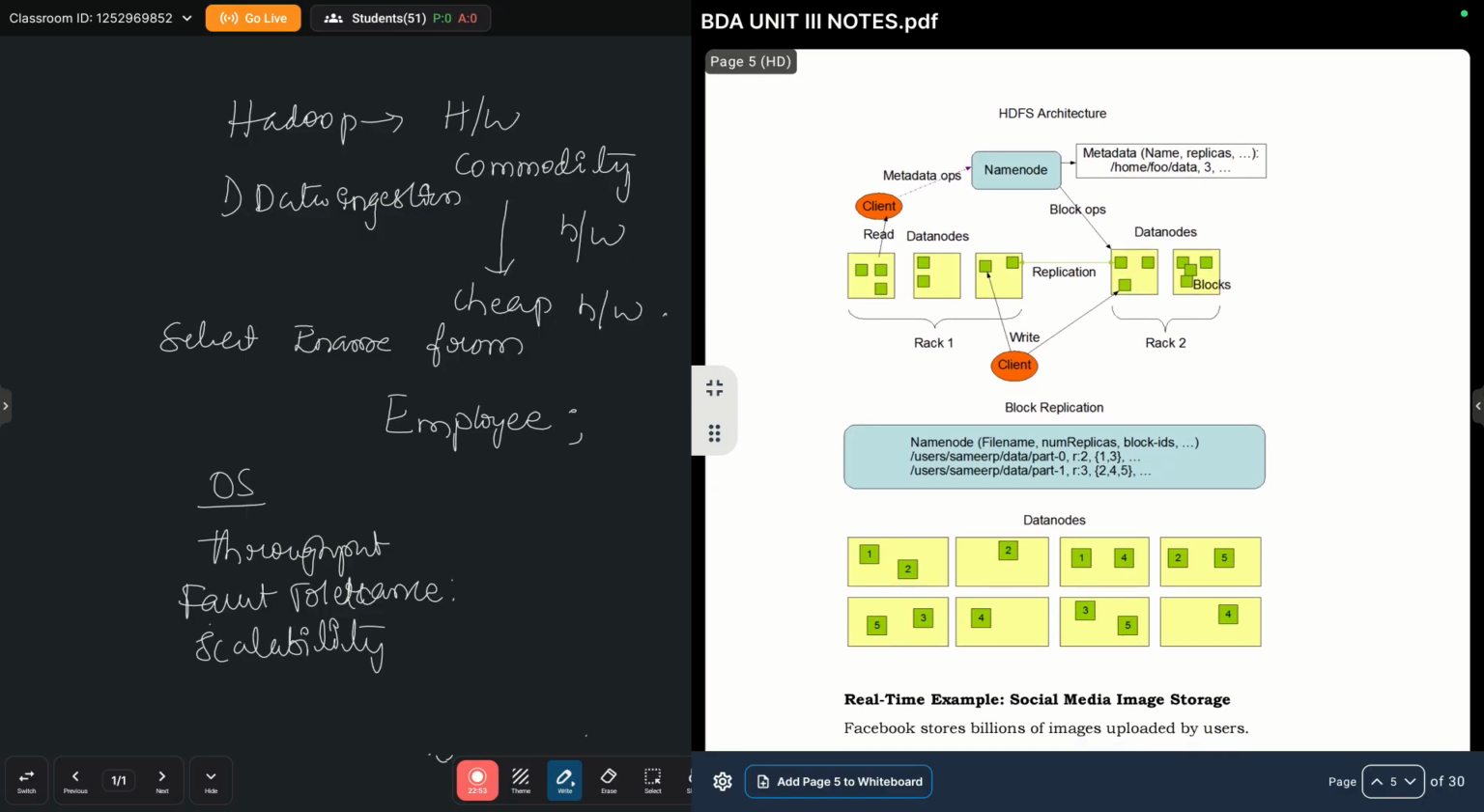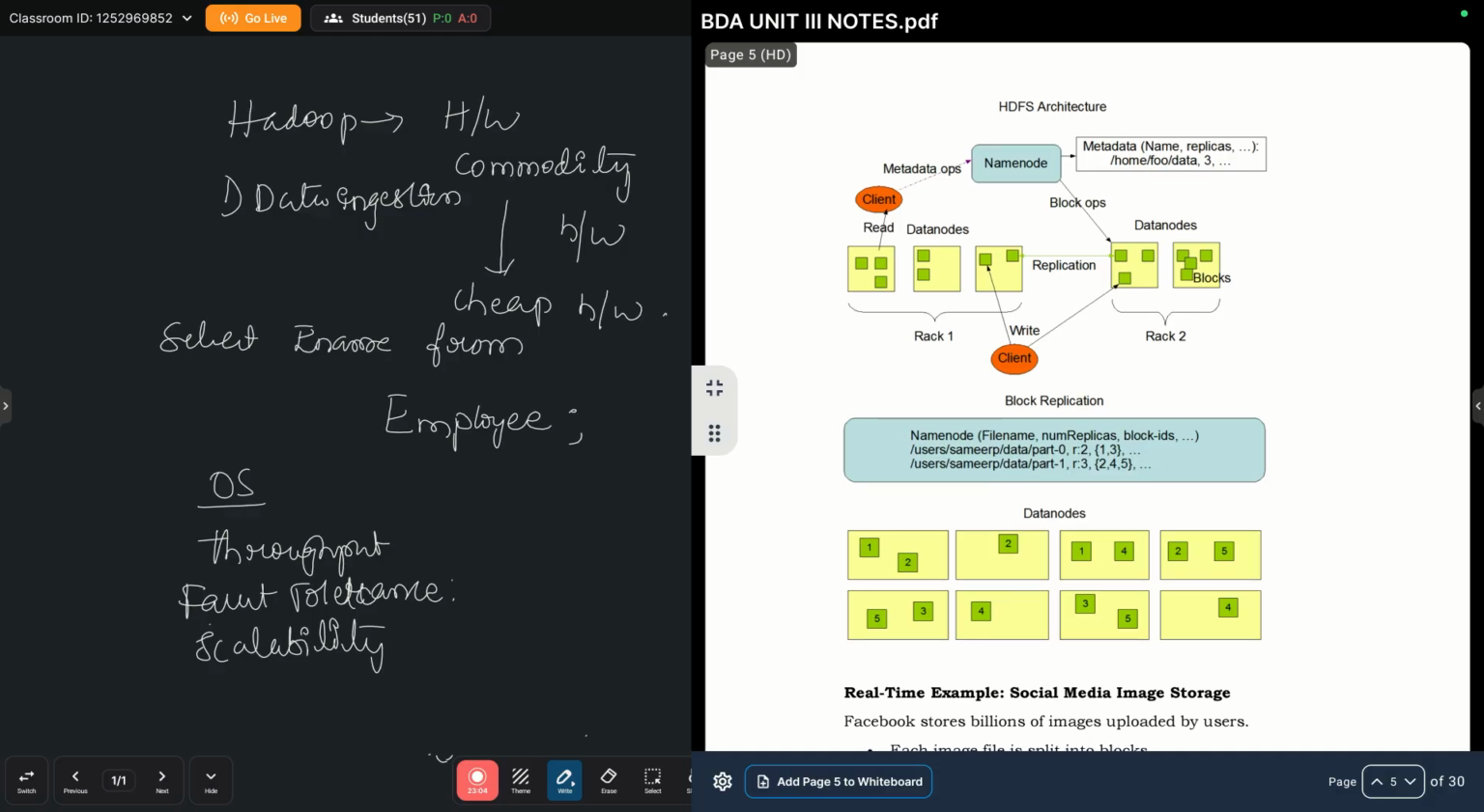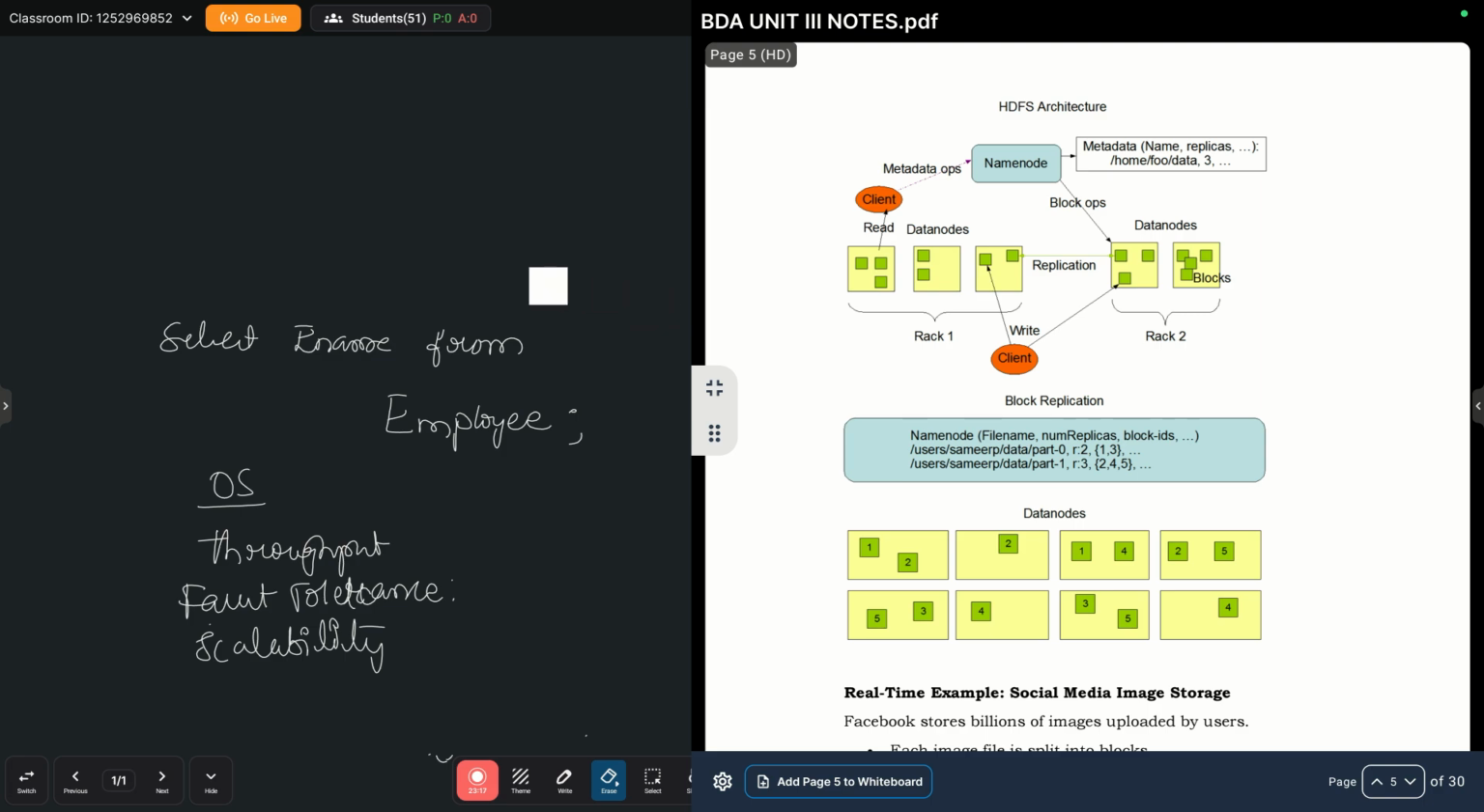We have seen the HBase architecture also. So what is the use of HBase? HBase is a non-relational database, a column-oriented database. Right, what are the different nodes in the HDFS? The first node is the name node. What is the functionality of the name node? It stores metadata.